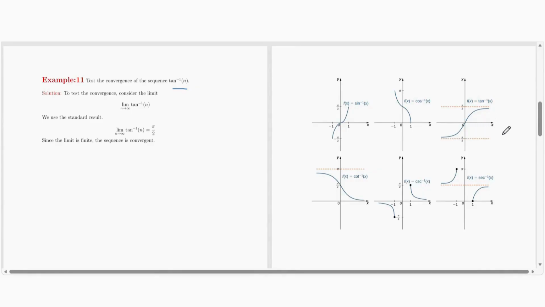So when n tends to infinity, tan inverse n approaches the value pi by 2. From this graph we can conclude that the limit as n tends to infinity of tan inverse n is equal to pi by 2. Since the limit is finite, the sequence is convergent. Pi by 2 is a finite value, so we conclude that the sequence is convergent, and it converges to the value pi by 2.